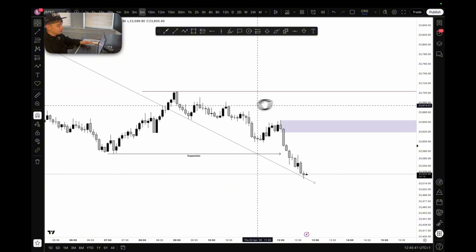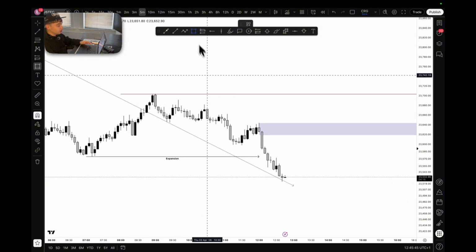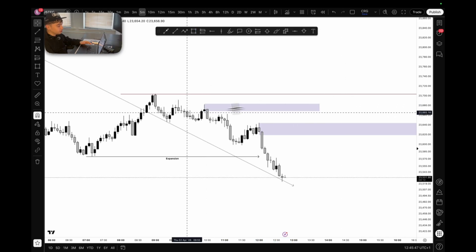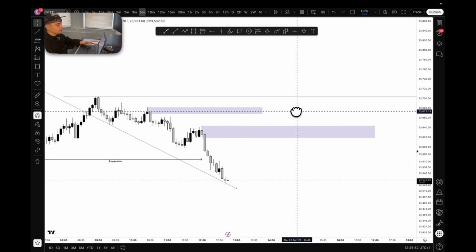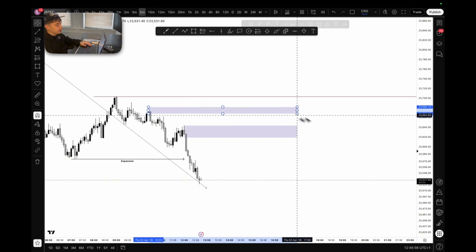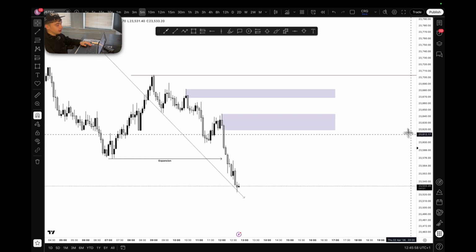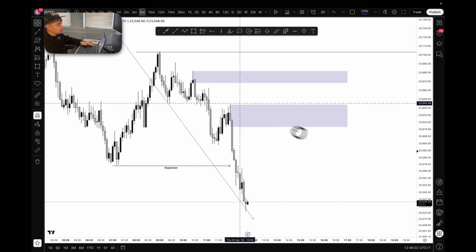Now let's go down to the M5. Nothing unmitigated here. There is a little unmitigated block here, so I would mark it out. This is just continued flow. This is just the excess that's provided, so it can either hit here or here. Anything above here, I would not take nothing. You'd need to see an entry, and I've gone over my entry criteria in detail in the previous video. So if you want to check that out, you can.